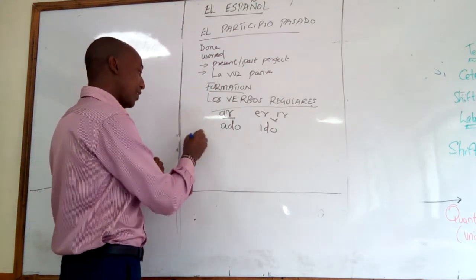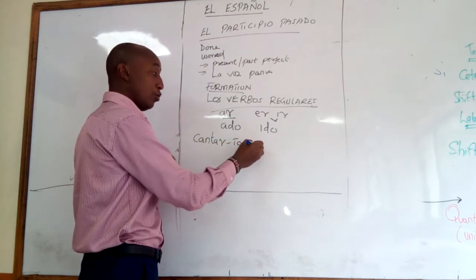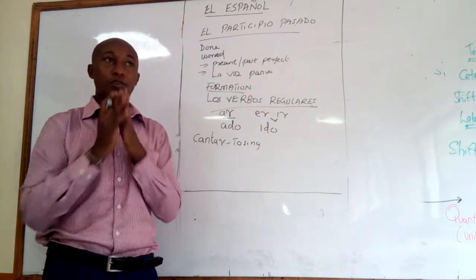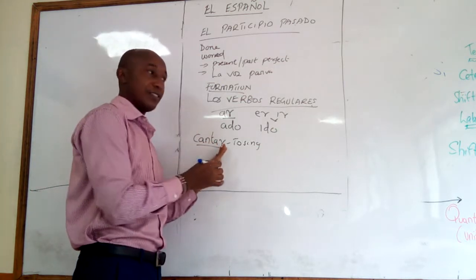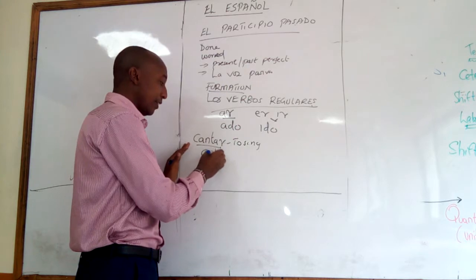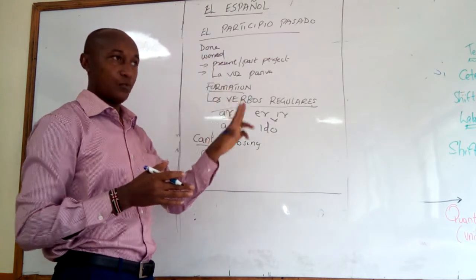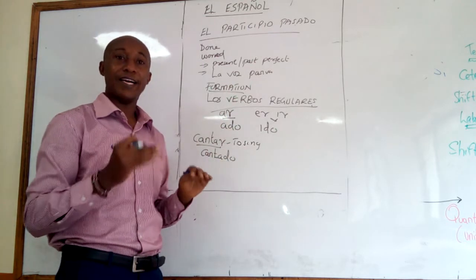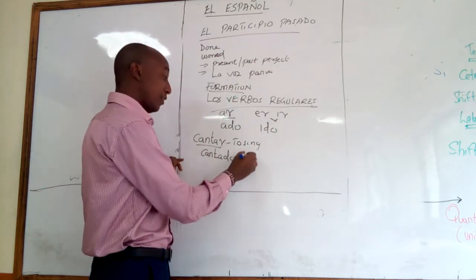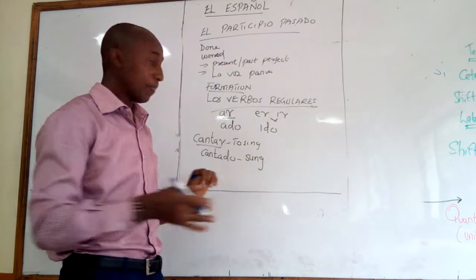For example, given a verb like cantar, which is to sing. So what do you do with cantar? You go to the verb, drop the last two letters, remain with what we've been calling the stem, and then add the respective ending, which is the AR ending. So what do I have? I have cantado. In this case, the meaning is sang. Who sang? We don't know.